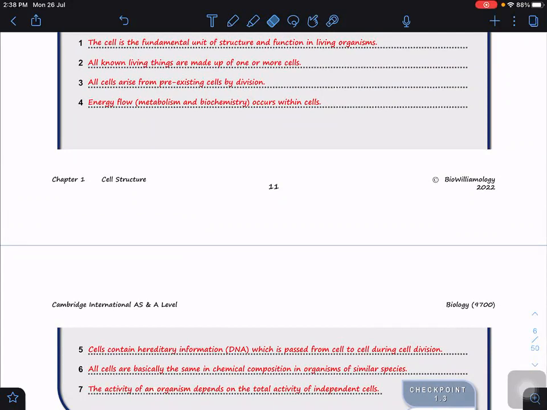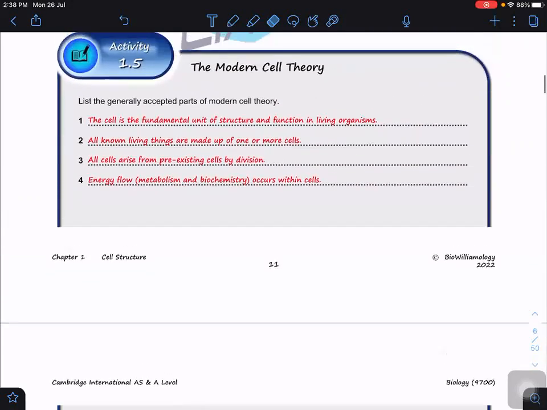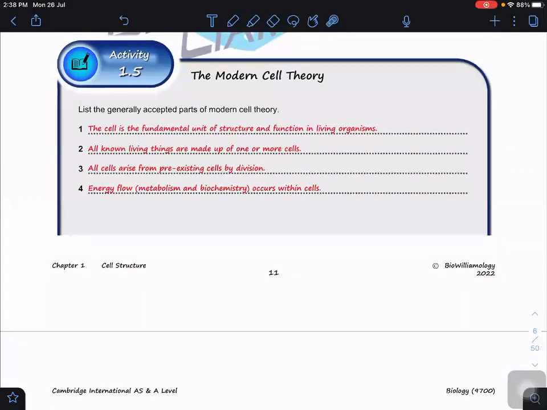So what we're going to study of them in your AS and A2 syllabus. Basically, when we talk about the cell being the fundamental unit of structure and function in living organisms, this will link with our chapter number 1, where we're going to learn about the organelles, to make sure that the cell is a functional unit. The cell without the organelles also can't function. So that's why we learn it in the first chapter. Okay, all known living things are made up of one or more cells. So therefore, we can see different kinds of multicellular or unicellular organisms.